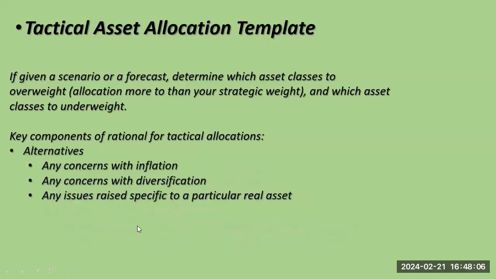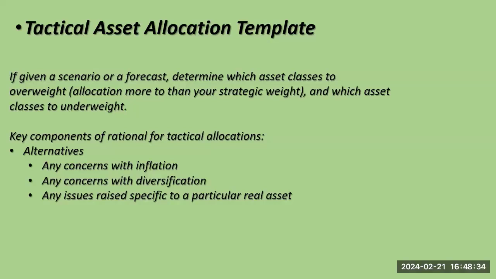And in alternatives, remember, real assets can help you with inflation. So if I say anything about inflation, you may want some real estate, you may want some commodities. If your boss says, hey, we need some diversification in this portfolio, alternatives, not a bad way to do that. And then any specific issues I bring up. If your boss says, hey, I think real estate's really overpriced right now, then you probably don't want real estate.